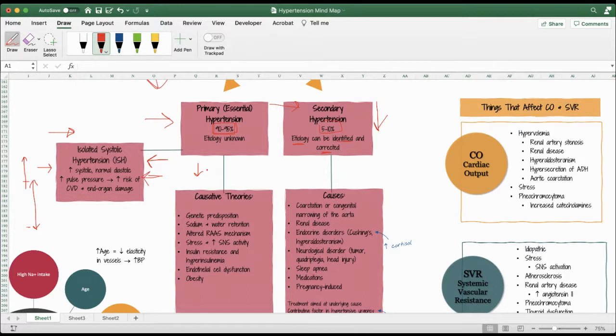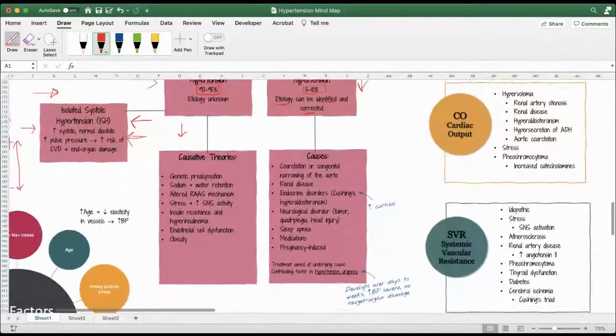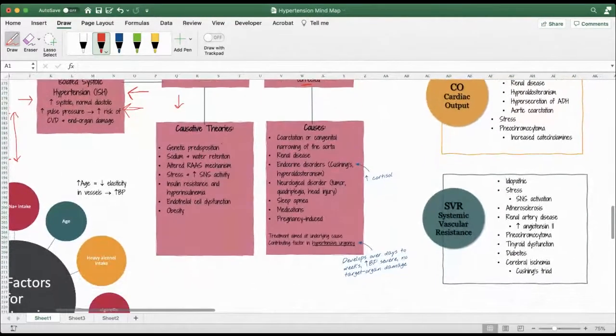Not that this one isn't, but let's talk about primary or essential hypertension. There's a lot of theories about what causes it, whether people are genetically predisposed to it, whether it's sodium and water retention. To me, a lot of that is related to renal disease, right? But maybe it's because your renin, angiotensin, aldosterone system is messed up, just idiopathically. And so it's increasing your sodium and water.